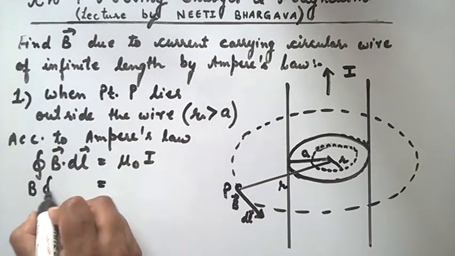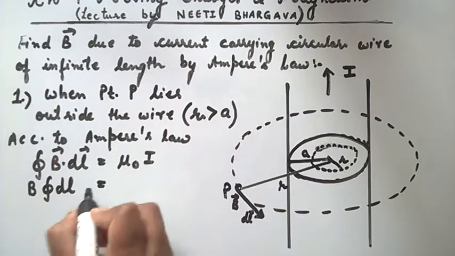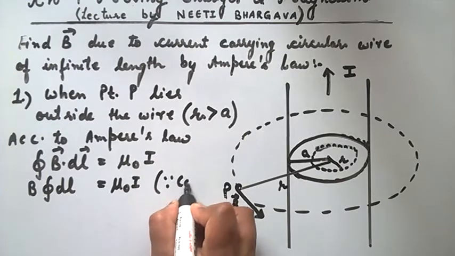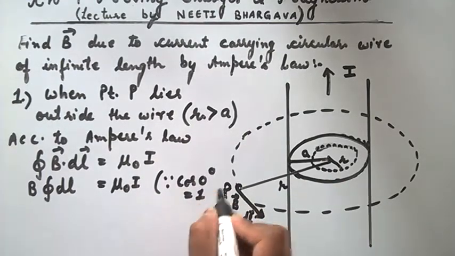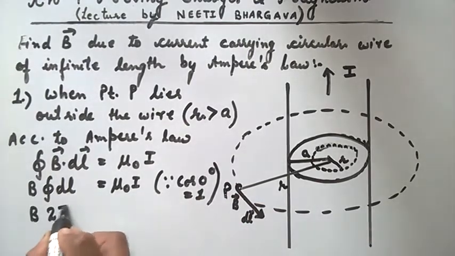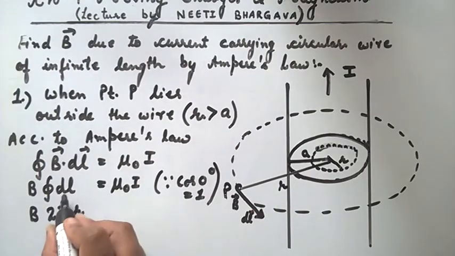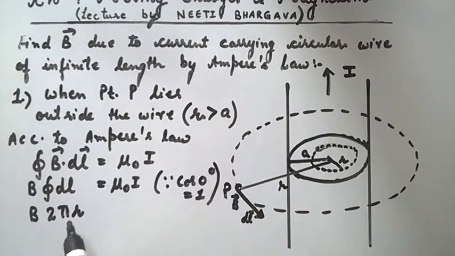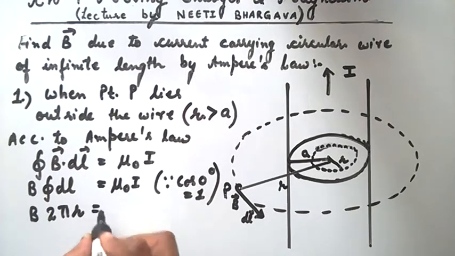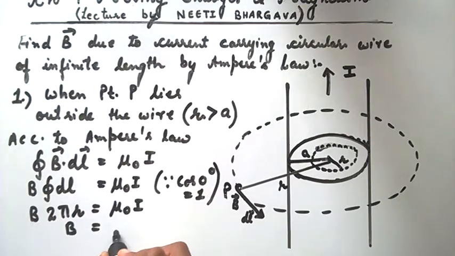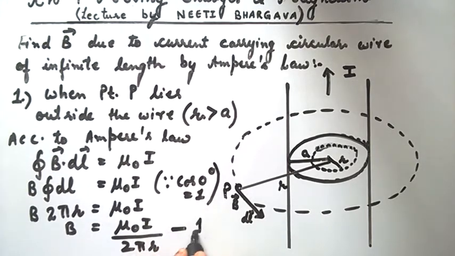Therefore, B integration over dl equal to mu naught I, cos 0 is 1. Or we can write B into 2 pi r, as the integration of the line elements is equal to the circumference of the Amperian loop. B into 2 pi r equals mu naught I, or B is equal to mu naught I by 2 pi r. This is equation number 1.